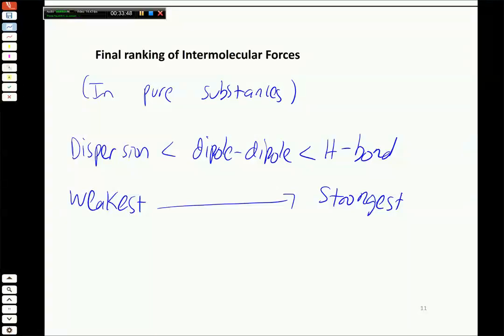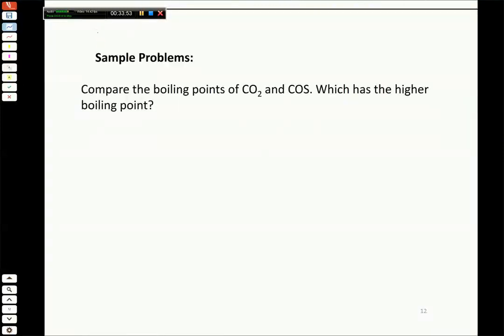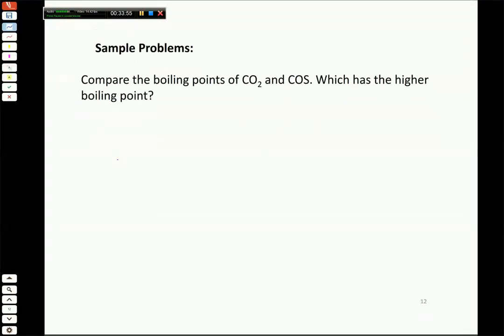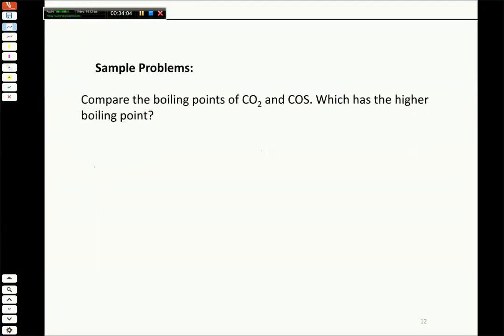Alright, so let's do some sample problems with this. Let's talk about CO2 versus COS. Which one has a higher boiling point? When we're trying to compare two substances and determine which one has a higher boiling point, we need to determine which one has the stronger intermolecular forces. Because as we said, stronger intermolecular forces correlates with higher boiling points.